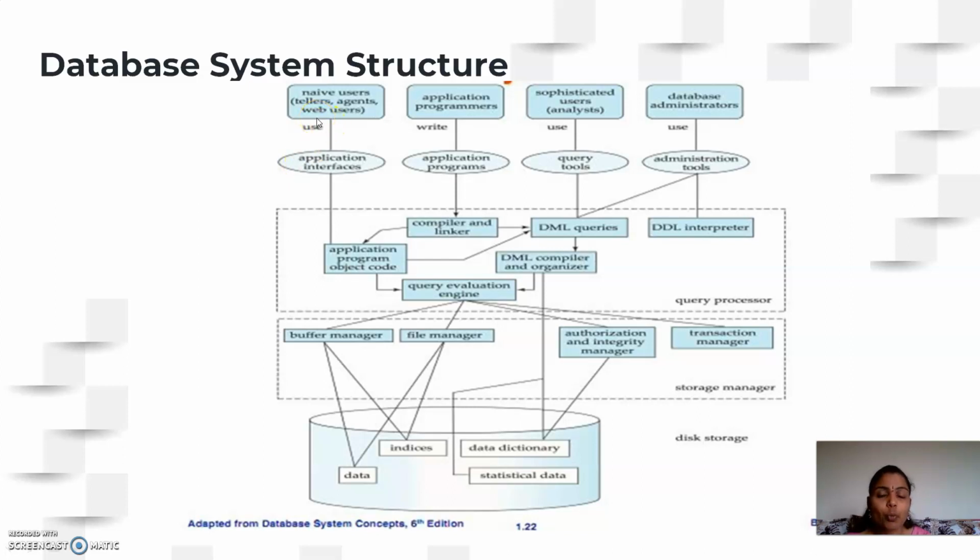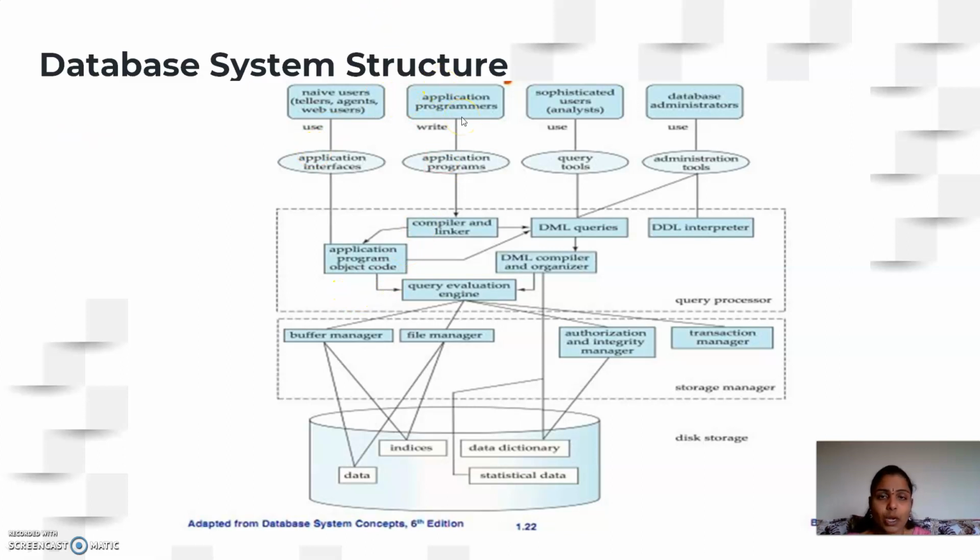Consider the naive user. We already understood in the previous session that the naive user will communicate to the database only by making use of either mobile applications or the web interfaces. So here the naive user is using the application interface to communicate with the database. This complete part, whatever is represented in those dotted lines, are the two major components of database. We call them the query processor and storage manager. So the naive user is communicating through the application interface to the database.